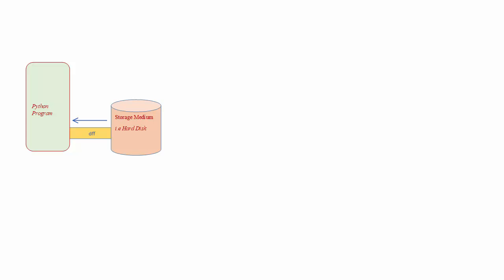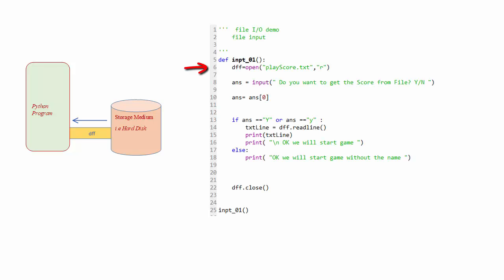And if the new player says yes, then we will see the score. If the player says no, in theory, he or she will continue with the game without the name and the score of the previous player being displayed. So now that you have the background information, let's take a look at the Python code. At line 6, the code is asking the operating system to open the file playScore for the purpose of reading data into the program. Line 8 is asking the user if he or she wants to get the score information from the file. Let's go to line 13.